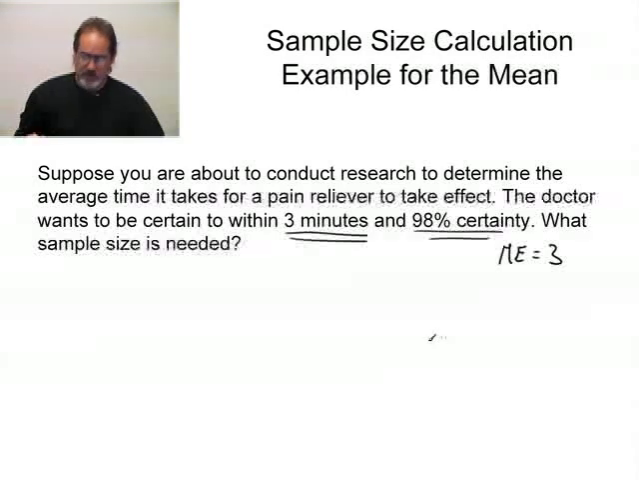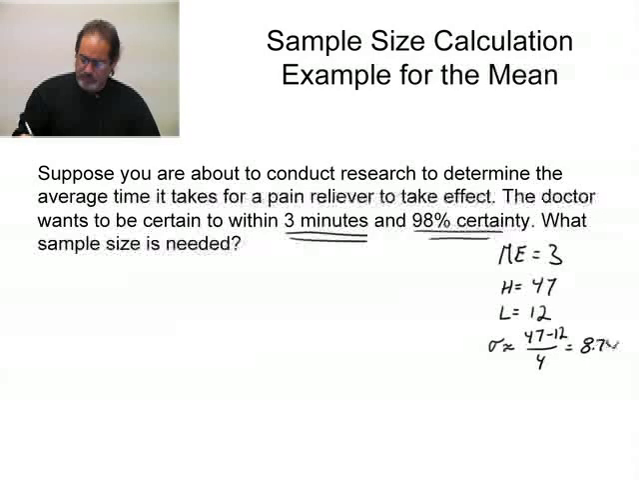Well, we need more information. So suppose we go to the doctor and say, what do you think the high is going to be? And he says, you know, I really believe, to the best of my ability, that the longest it will take is about 47 minutes. And the quickest or the lowest is probably going to be around 12. I can't imagine it happening faster than 12 or longer than 47. So say, all right, so I'm thinking a reasonable estimate for sigma is going to be about 47 minus 12 over 4, which is 8.75.